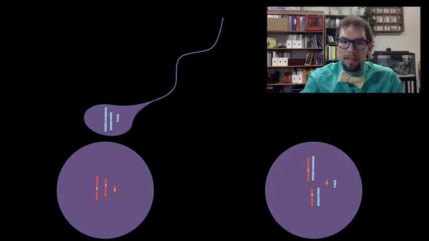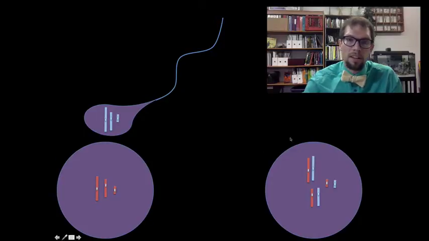Some of the cells that it gives rise to are the somatic cells. So soma means body, so these are the cells of your body that aren't involved in reproduction. The other cells that it gives rise to are the germline cells. So the germline cells are the cells that will divide to eventually give you the gametes. So the gametes are produced when the germline cells go through meiosis.